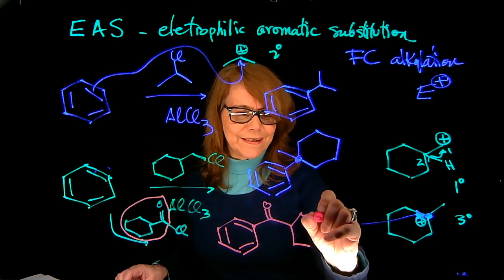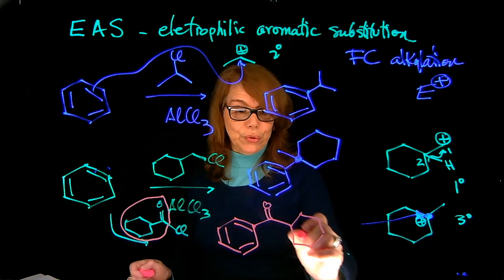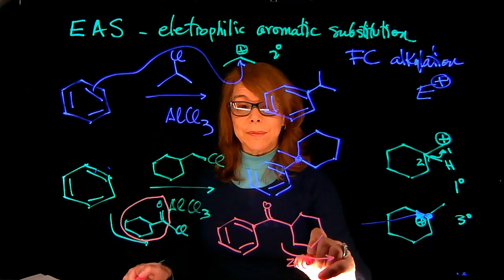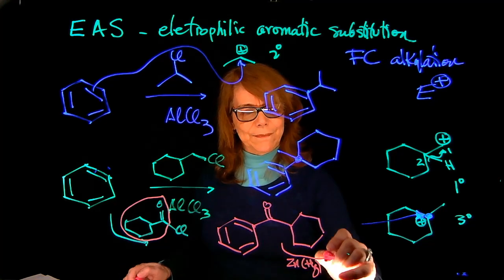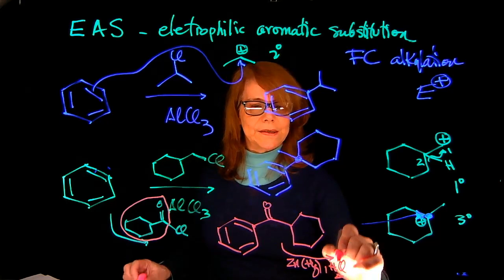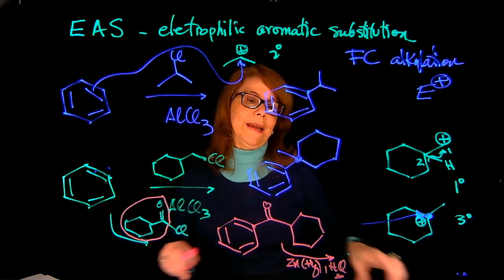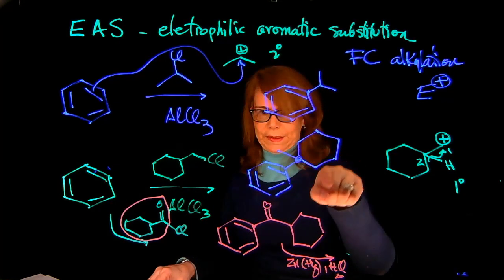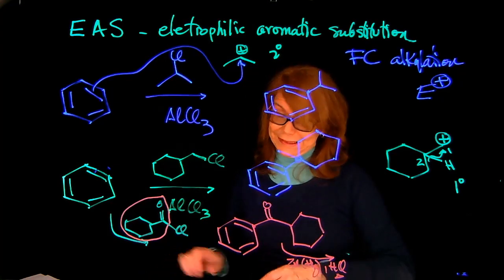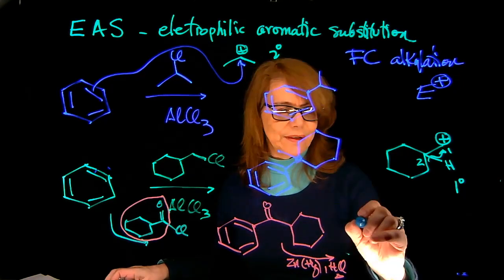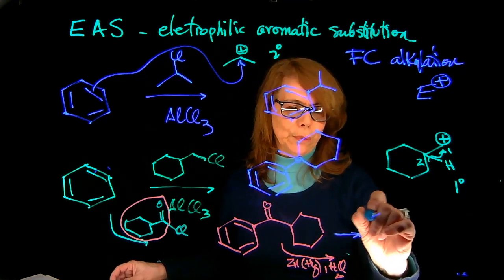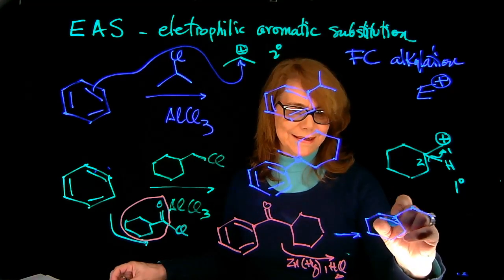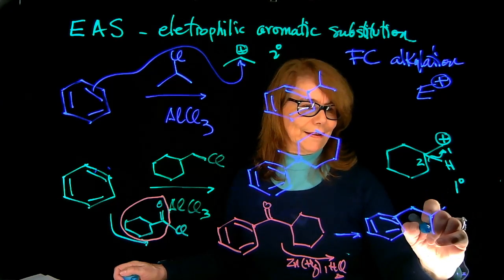Now this you can reduce. If you do a zinc amalgam Clemmensen reduction with HCl and heat, then you will reduce that group, and now your product will be what we wanted at the beginning. Reducing that group, the carbonyl no longer exists, and this is what you will have.